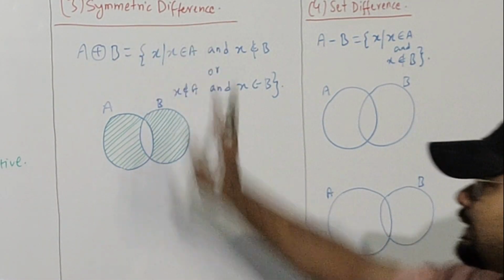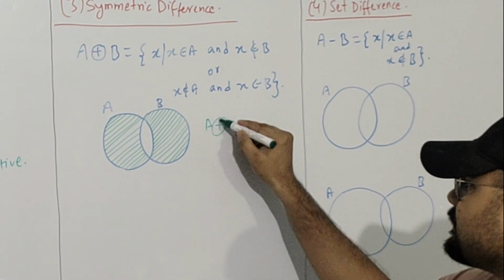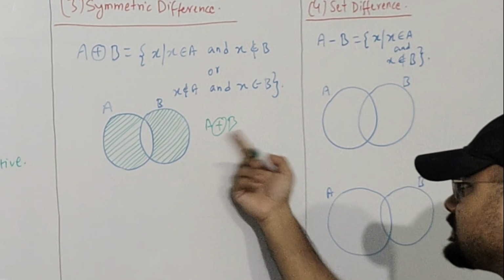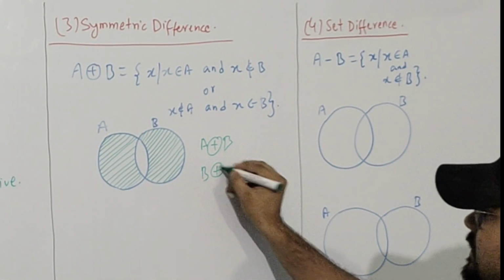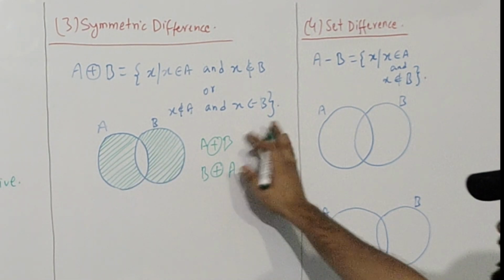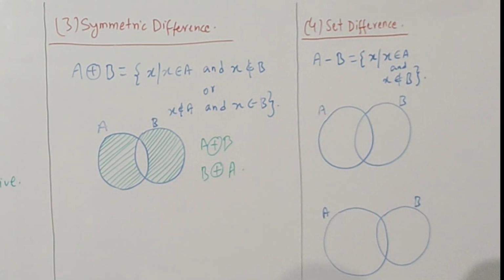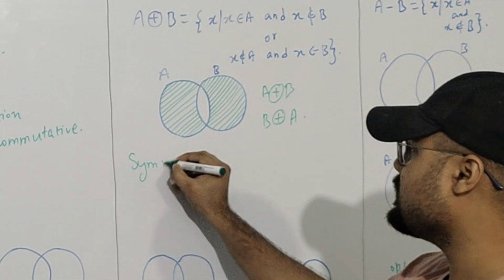Now look at symmetric difference. If you are doing A symmetric difference B, then these are the elements that you will get as a result of this operation. And the set B symmetric difference A also will have these elements only. So both sets are the same. So the symmetric difference operation is commutative.